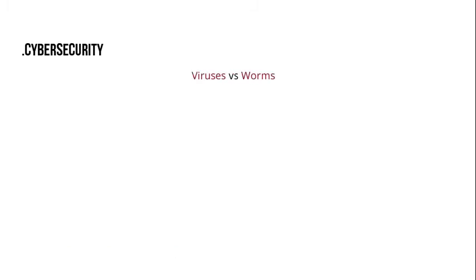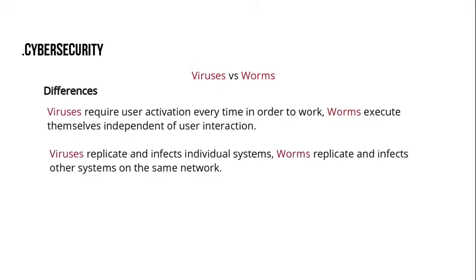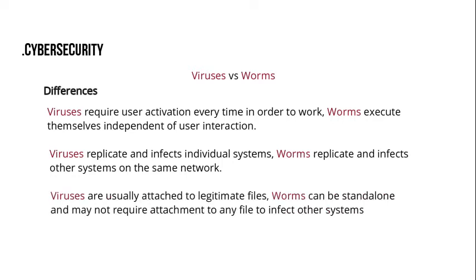These are a few differences between viruses and worms. A virus will normally require the user to open the file or execute the program every time before it will have effect. However, worms execute themselves independent of user interaction. Viruses replicate and infect individual systems, whilst worms will replicate and infect other systems on the same network. Viruses are usually attached to legitimate files, whereas worms can be standalone and may not require attachment to any file at all to infect any system.